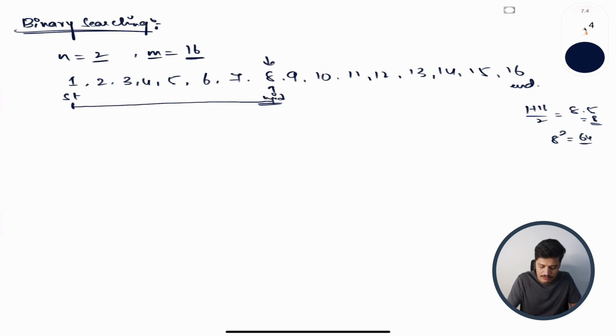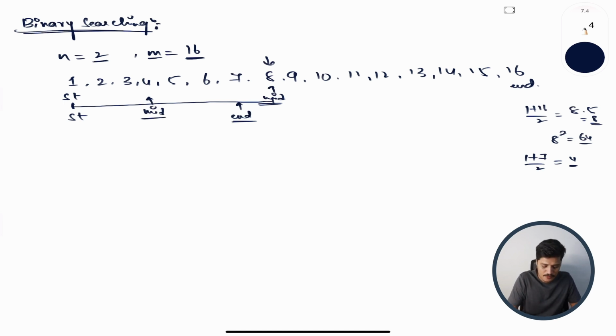So immediately what I will do is update end with middle -1. So end will be pointing to 7 and start is still at 1. Now again I will calculate the middle. That is nothing but 1 plus 7 by 2, 8 by 2, which is nothing but 4. So middle is at 4 now.